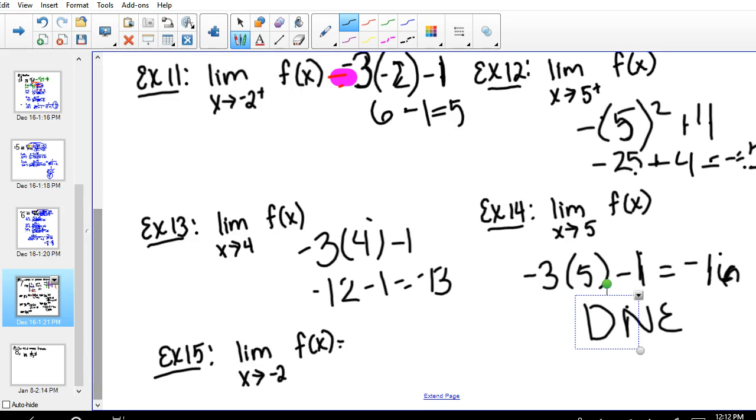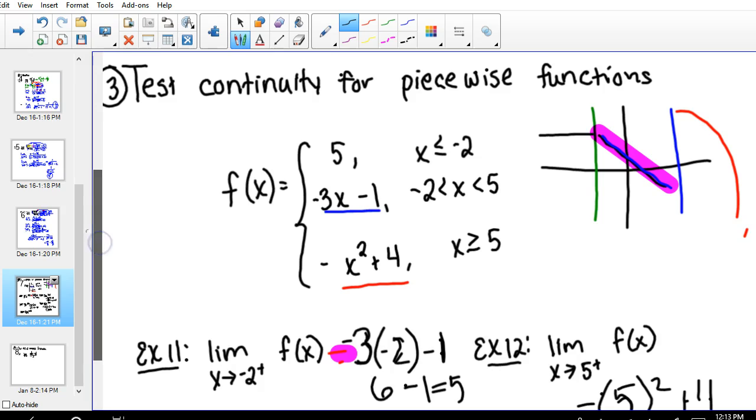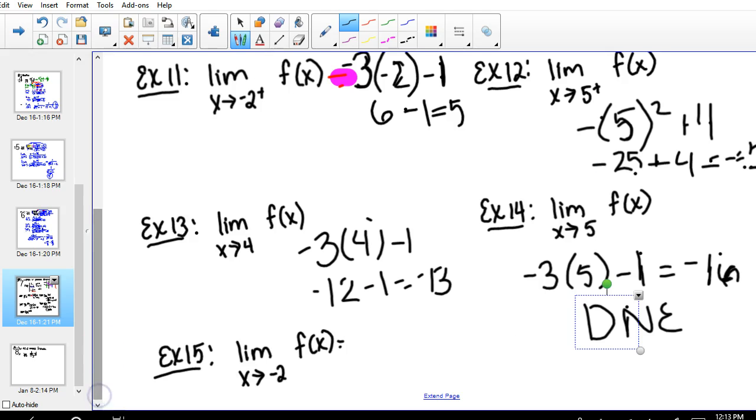And then for 15, for your limit as x approaches negative 2 of f of x, you're looking from both sides here. We already found from the right side on number 11. So if you go up here, the left side is that top equation. It is just 5. Since both of those are 5, then your limit from both sides here is 5.